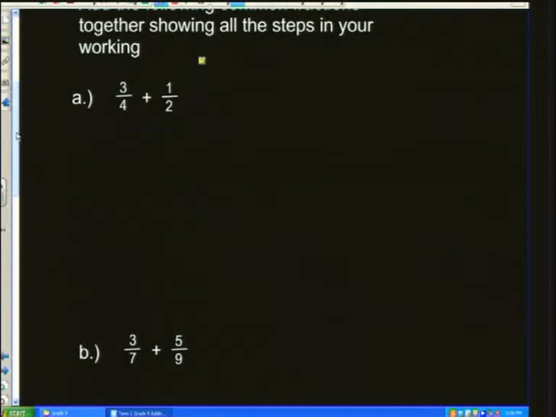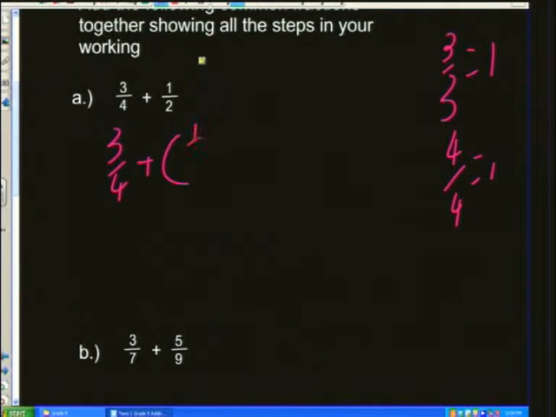So I'm going to multiply by 1. What do I mean by that? If I've got 3 over 3, 3 over 3 equals 1. If I've got 4 over 4, 4 over 4 equals 1. So I'm going to multiply this fraction by 1, which is 2 over 2. So it's going to be 3 over 4 plus a half times 2 over 2. Sorry for that.